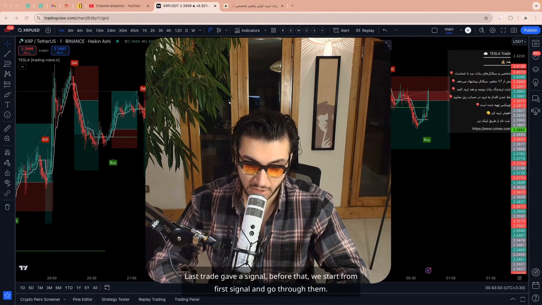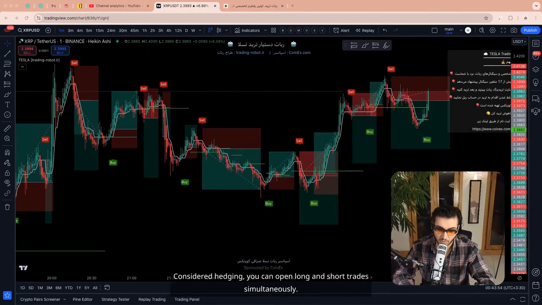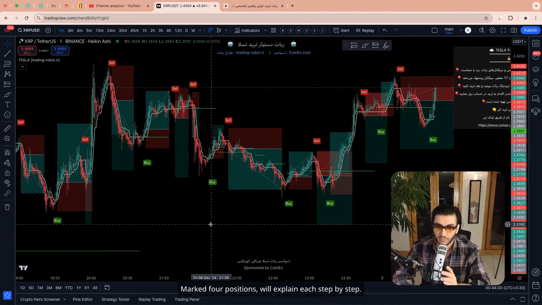Last trade gave a signal. Before that, we start from first signal and go through them. Considered hedging, you can open long and short trades simultaneously. Open them if you want, if not, that is fine. Calculate these later. Marked 4 positions. We'll explain each step by step.